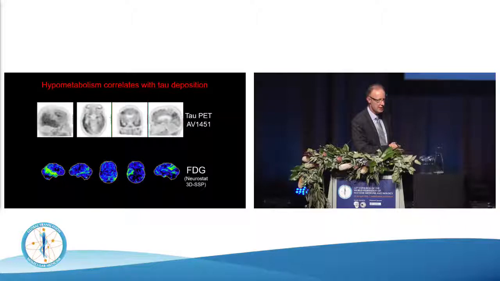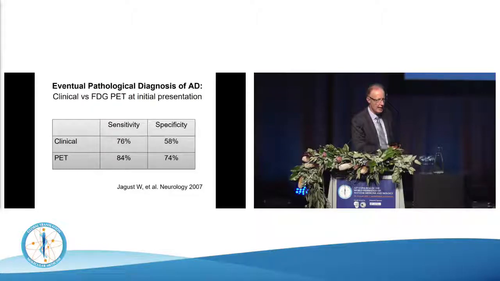Skip that, running out of time. This is basically to show that FDG PET does mirror tau deposition in patients with Alzheimer's disease, whereas amyloid PET doesn't. How good is FDG PET?